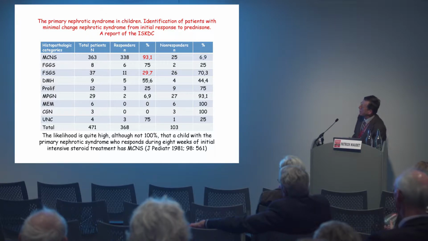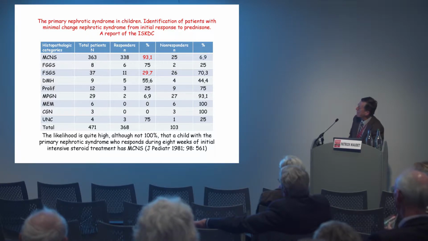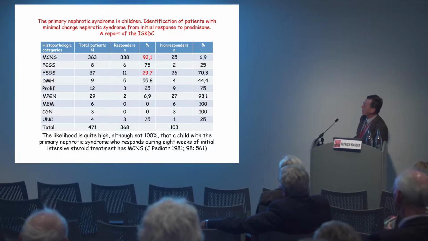However, as you can see, quite a proportion of patients who had on initial renal biopsy lesion of focal segmental glomerulosclerosis responded to initial steroid treatment, up to 30%. And these studies allowed to refine the indication of renal biopsy in children who develop nephrotic syndrome.